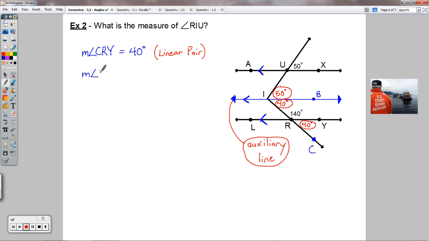So that would give me the measure of angle RIB. So the measure of angle RIB would be 40 degrees as well. That would be corresponding angles. Or again, you could have said consecutive interior with angle R, with angle IRY. That would work as well. And then we can say angle UIB, the measure of that one, is equal to 50 degrees based on corresponding angles as well.